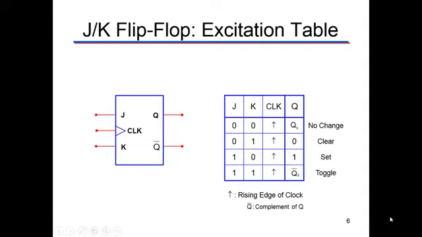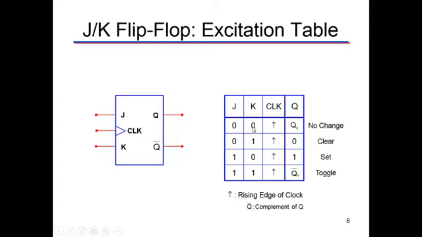Okay, so let's talk about the JK flip-flop. The JK flip-flop has two inputs, J and K, the clock as well, and then the two outputs, Q and not Q. So here would be the way this works.